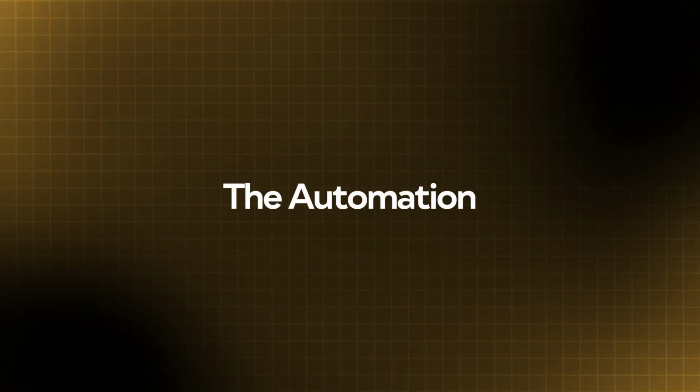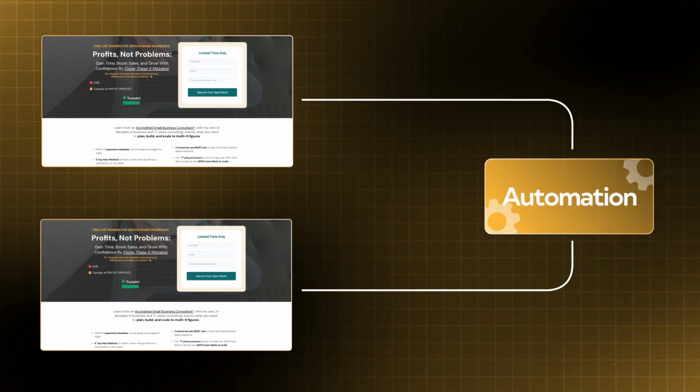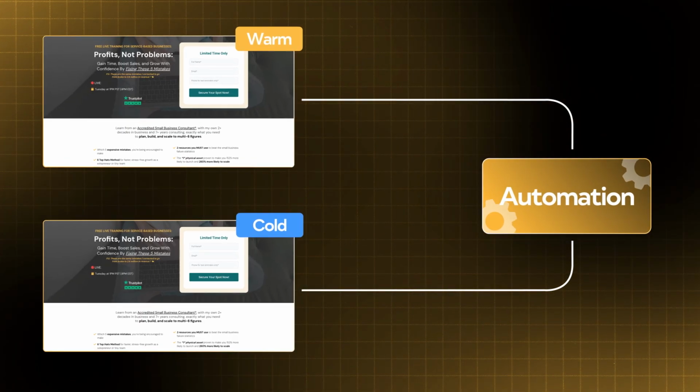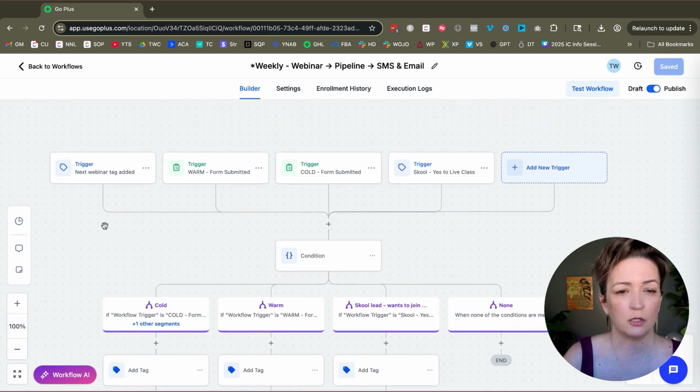Next is the automation. Both landing pages, warm and cold, go into the same automation. They just have that warm or cold tag. Now, full disclaimer, I paid an expert to build this out for me, and I highly encourage you to do the same thing. So let's look at what this actually looks like.